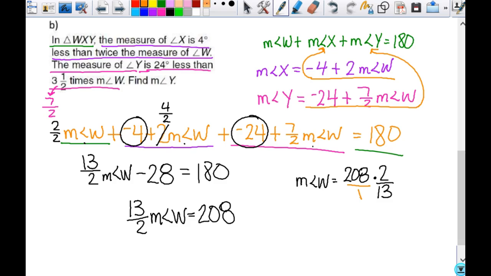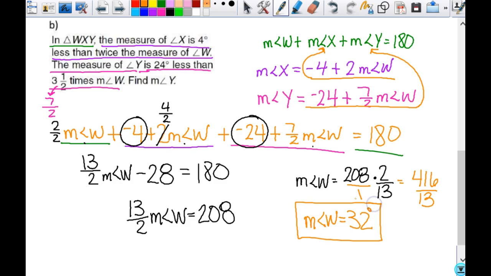You can reduce before you multiply. I know that confuses some people, so we can just multiply straight across. And that's going to give me 416/13. Then we got to try and reduce it, right? So how many times does 13 go into 41? 3 times, with how much left over? 2. So that would give me 26. Can 13 go into 26? Yes. So the measure of angle W is equal to what? 32 degrees. There you go.